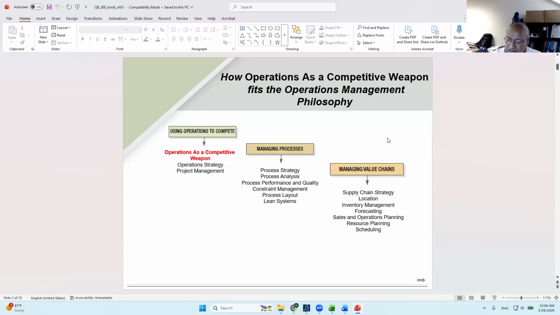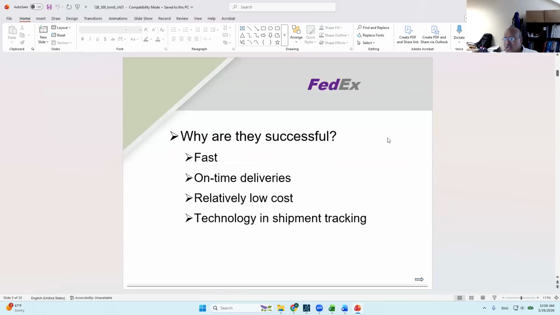Why did FedEx become so successful? Their mission was, we need to be fast. US Postal Service is not fast. That is the mission, the starting mission. How can we be faster than US Postal Service?